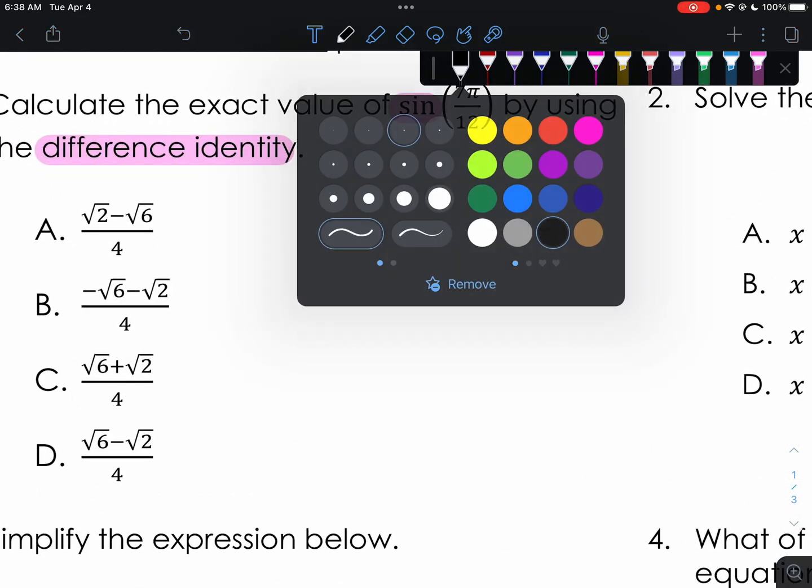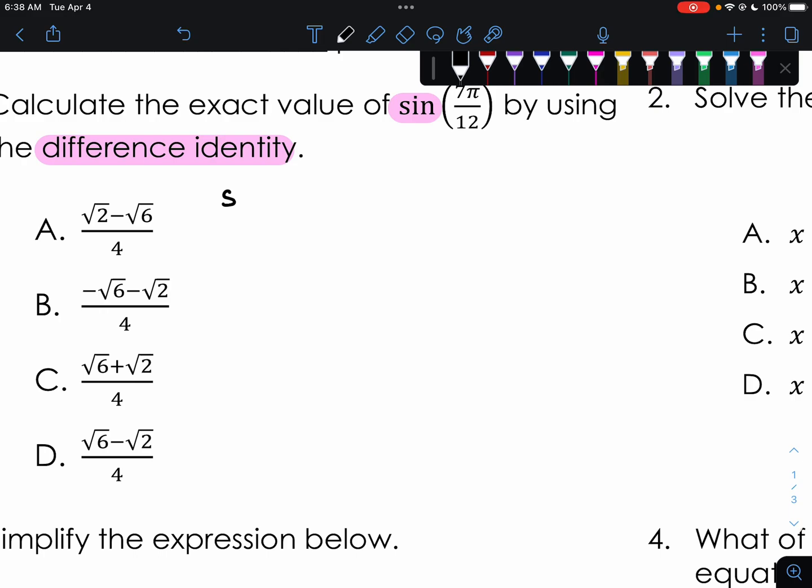So we have sine of a minus b equal to sine of a times cosine of b minus cosine of a times sine of b. What I need to do is split up 7 pi over 12 into two fractions, or two radians that I know. So if I split it up, I need to be able to subtract those two values.